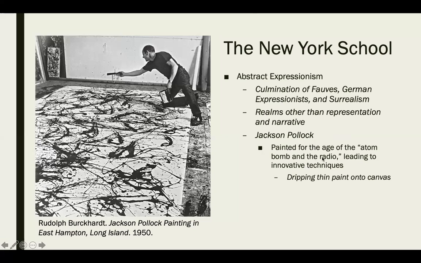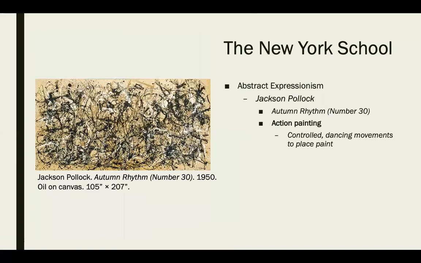Jackson Pollock painted for the age of the atom bomb and the radio, leading to his innovative techniques, such as dripping thin paint onto the canvas. This was his style. It was very process oriented. Sometimes watching videos of him create one of his paintings, for me anyway, is more profound than seeing them in person. It's definitely more about the process and capturing a moment in time rather than the end product that is made.